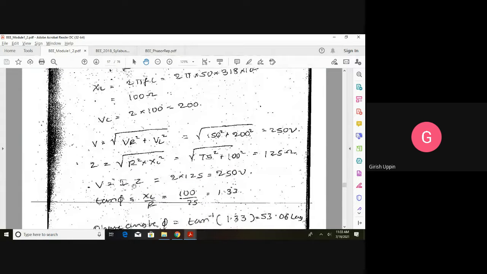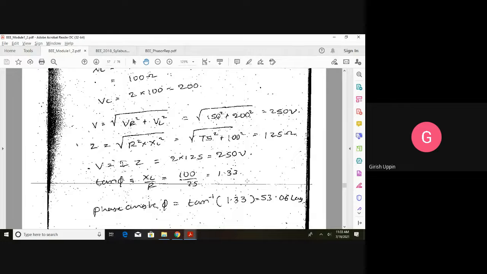From the voltage triangle, we can write V is equal to square root of VR square plus VL square, which comes as 250 volt. And what is the impedance of the circuit? Impedance Z is equal to square root of R square plus XL square. We get it as 125 ohm. And once we know the value of Z, and the value of I is known, V is equal to I into Z. I is 2 and Z is 125. We get it as 250 volt. So the RMS value of the applied voltage is 250 volt.